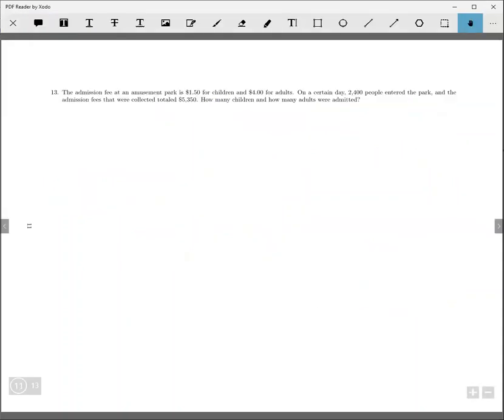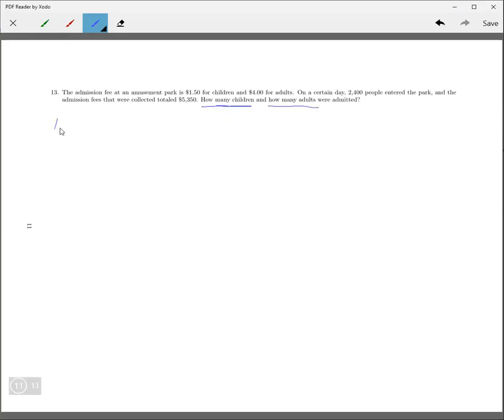Okay, now number 13. The admission for an amusement park is $1.50 for children and $4 for adults. On a certain date, 2,400 people entered the park, and the admission fees that were collected totaled $5,350. How many children and how many adults were admitted? Okay, so it's asking how many children and how many adults, right? So let's let x equal the number of children.